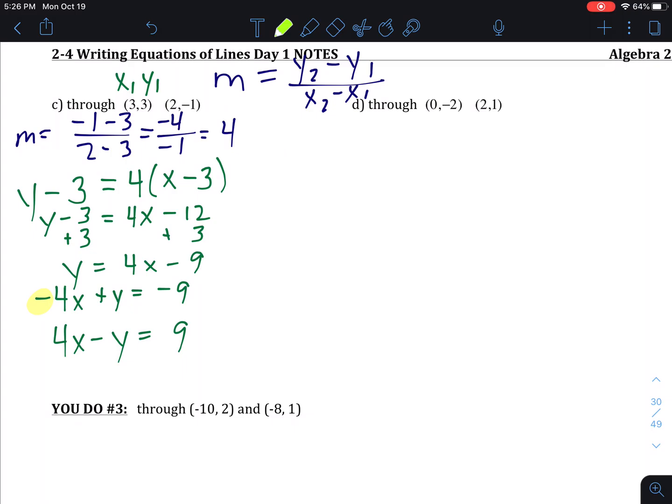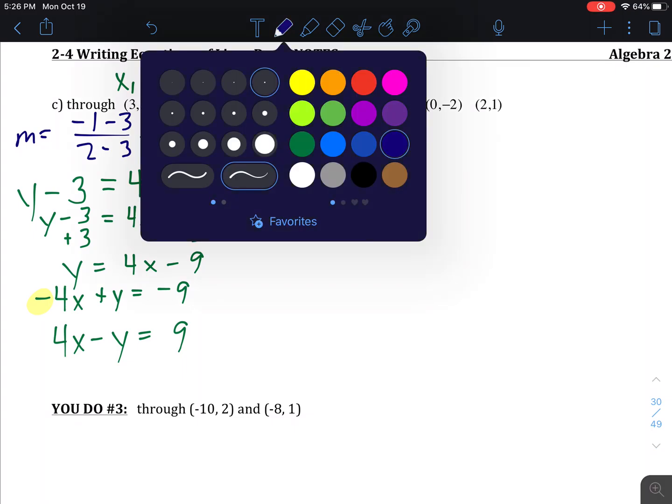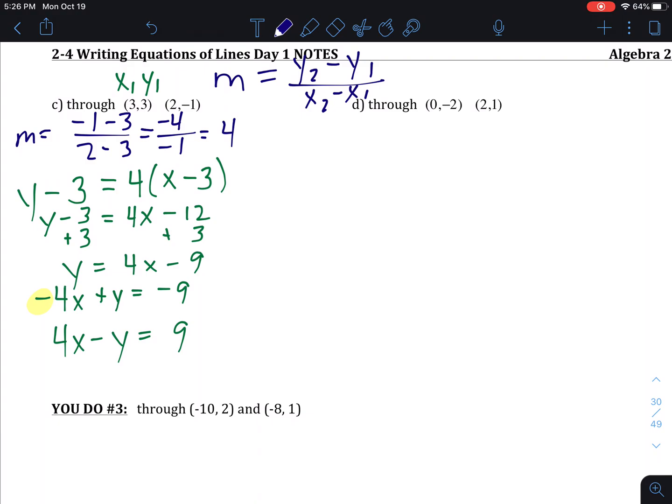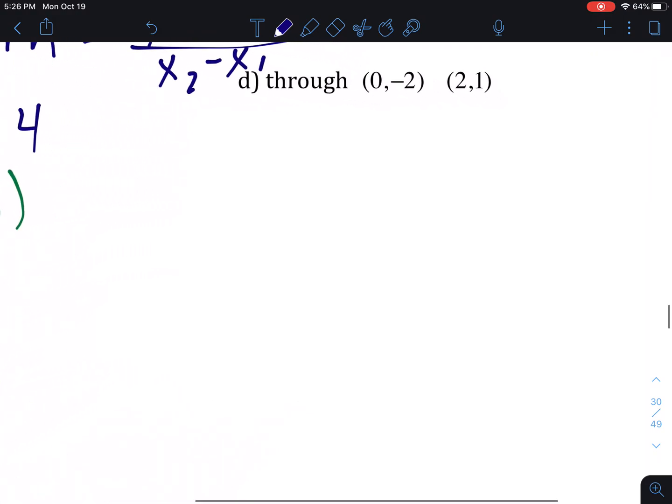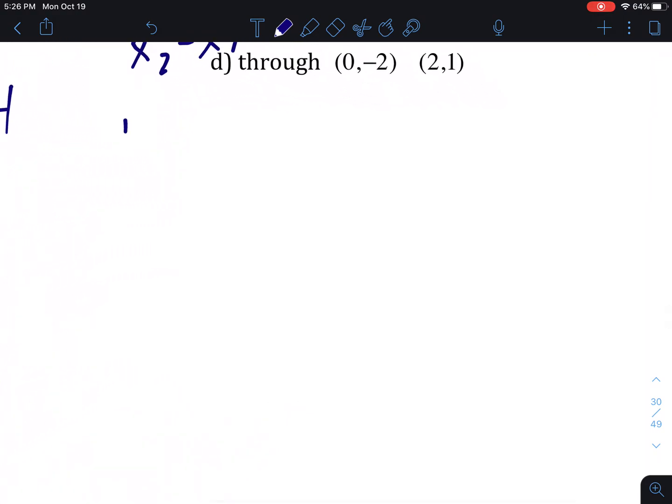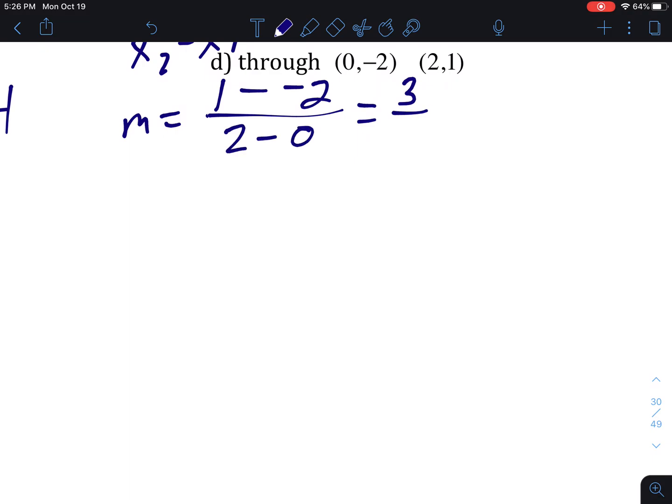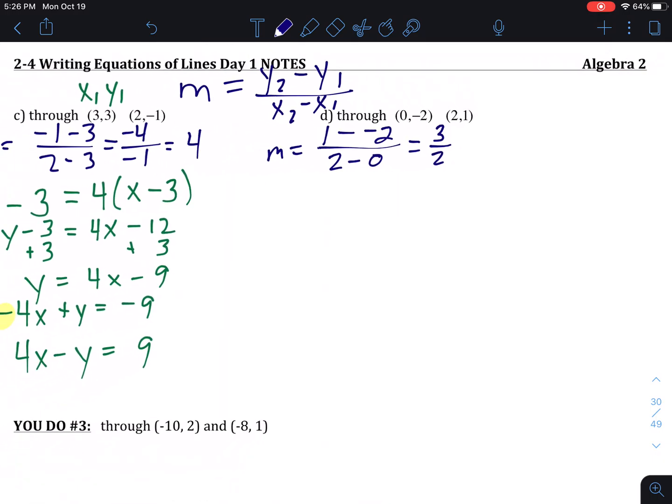So let's get some more practice with that. With the next example, D, let's start off with the slope formula. So y2 minus y1, notice the double negatives. That is 1 plus 2, which will be 3. And then subtract the x's and get 2. So there's your slope m.